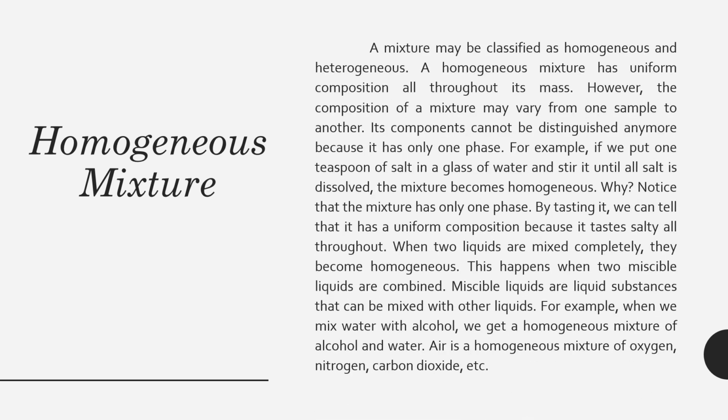Now, we're done with the heterogeneous mixture. So what's the difference of this to a homogeneous mixture? A mixture may be classified as homogeneous or heterogeneous. A homogeneous mixture has uniform composition all throughout its mass. However, the composition of a mixture may vary from one sample to another. Its components cannot be distinguished anymore because it has only one phase.